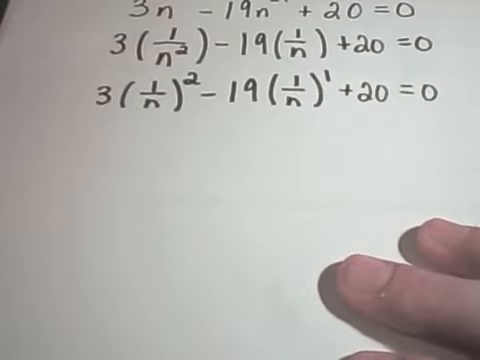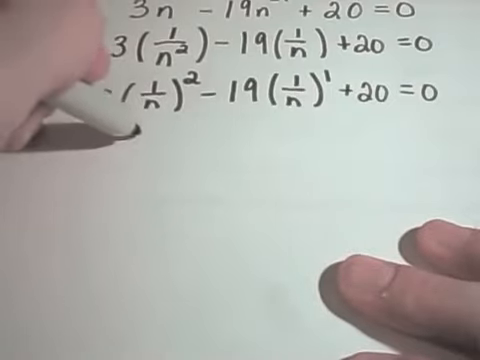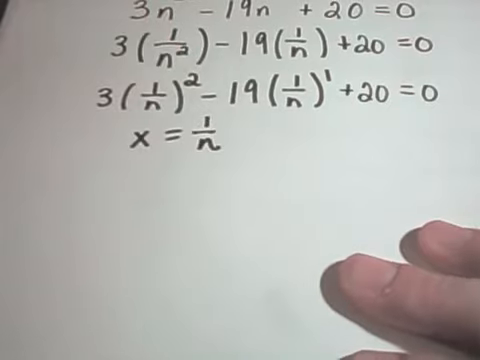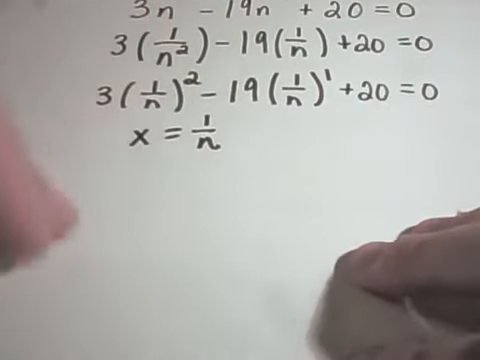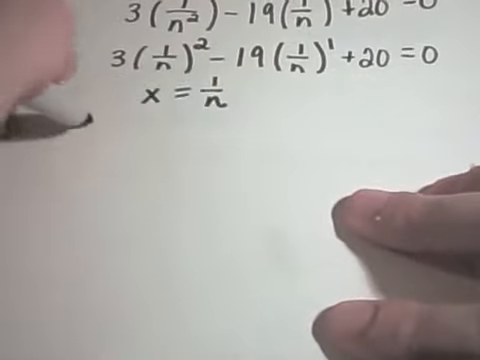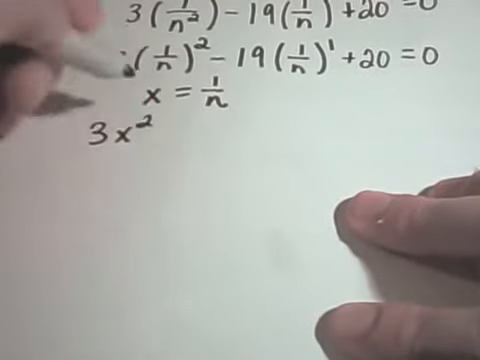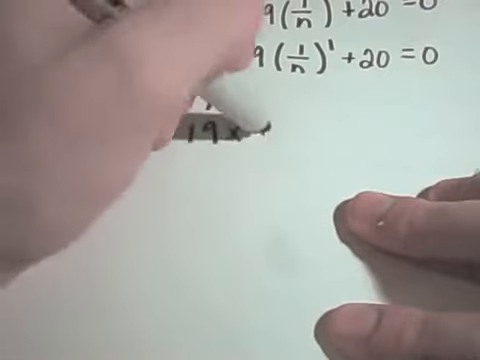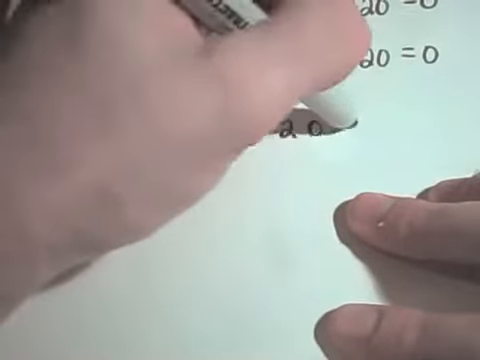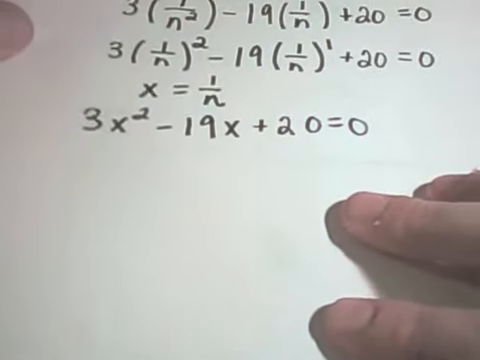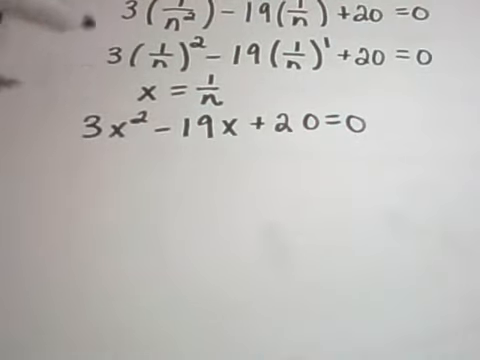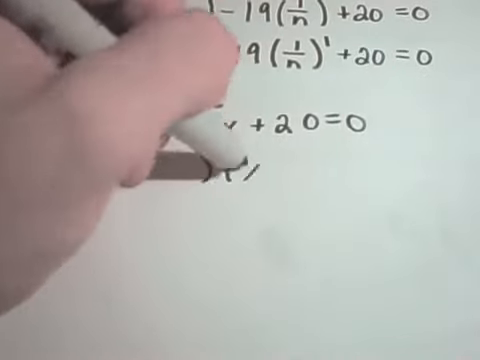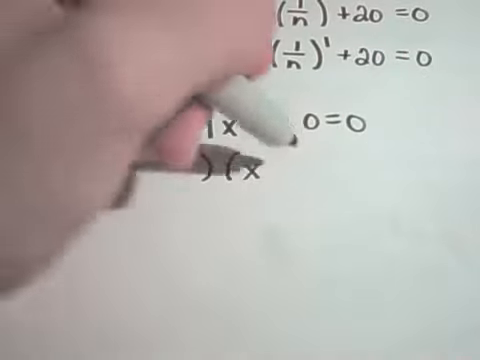And now what I'm going to do is make it look just like a quadratic by substituting in x equals 1 over n. Okay, so if I substitute that in, I'm going to get the equation 3x squared minus 19x plus 20 equals 0. So now it does look like a quadratic equation. And I believe this is going to factor. Let's see, how would this factor?